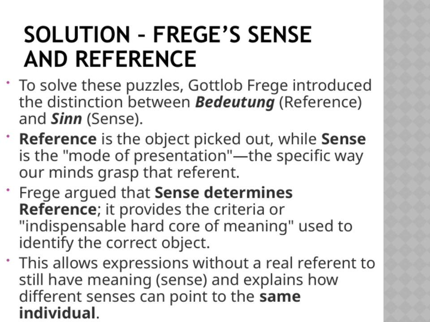Think of the different ways we can refer to the same person or object, yet their senses differ. So the key takeaway here is that Frege's distinction helps us understand how language works, how we can talk about things, even abstract or non-existent ones, by understanding the relationship between sense and reference.